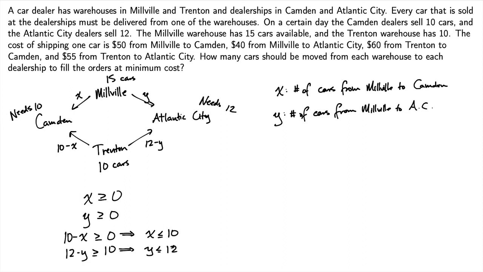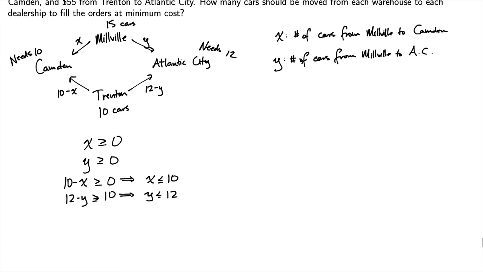But then we also need to look at the fact that Millville only has 15 cars. So the total number coming from Millville cannot exceed 15. So that means that x plus y has to be less than or equal to 15. And then similarly for Trenton, 10 minus x plus 12 minus y has to be less than or equal to 10. All right, so there's a lot of inequalities going on here, but that's the set that we have.